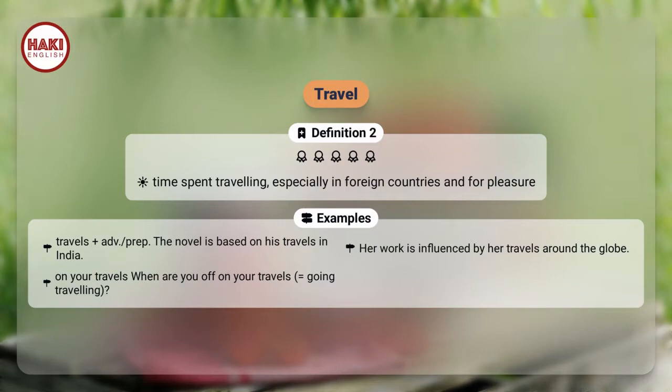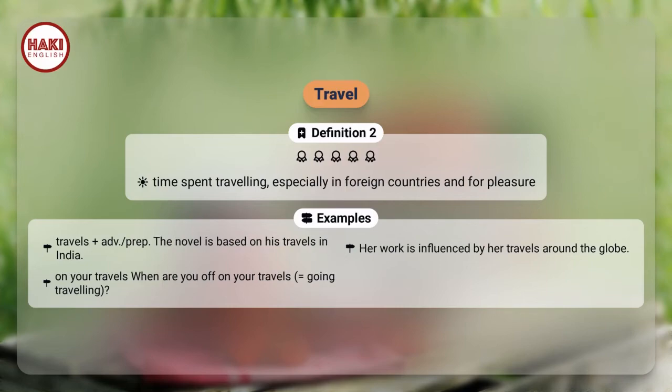Definition 2. Time spent traveling, especially in foreign countries and for pleasure. Examples. Travels plus ADV, prep. The novel is based on his travels in India.